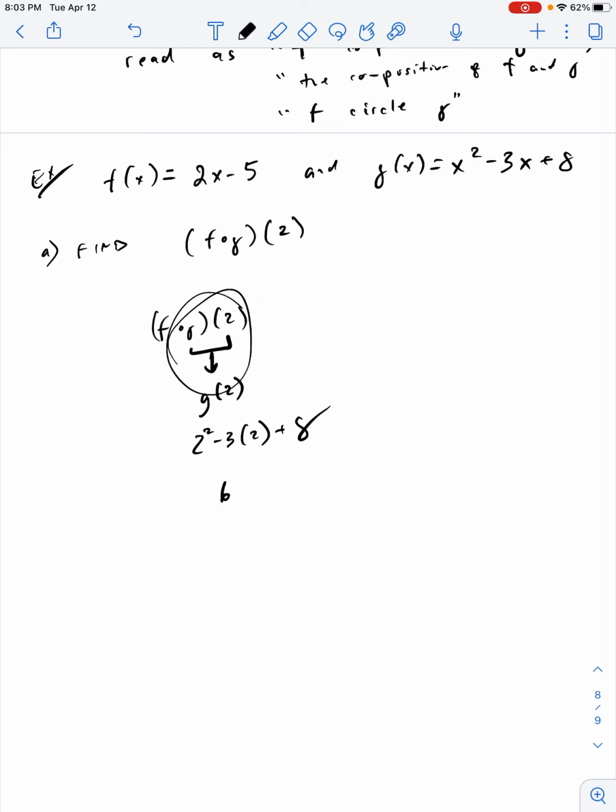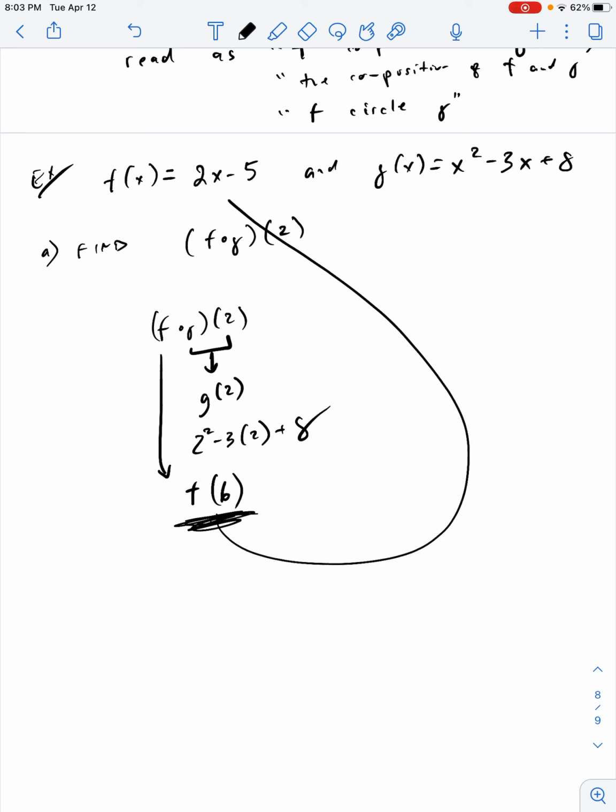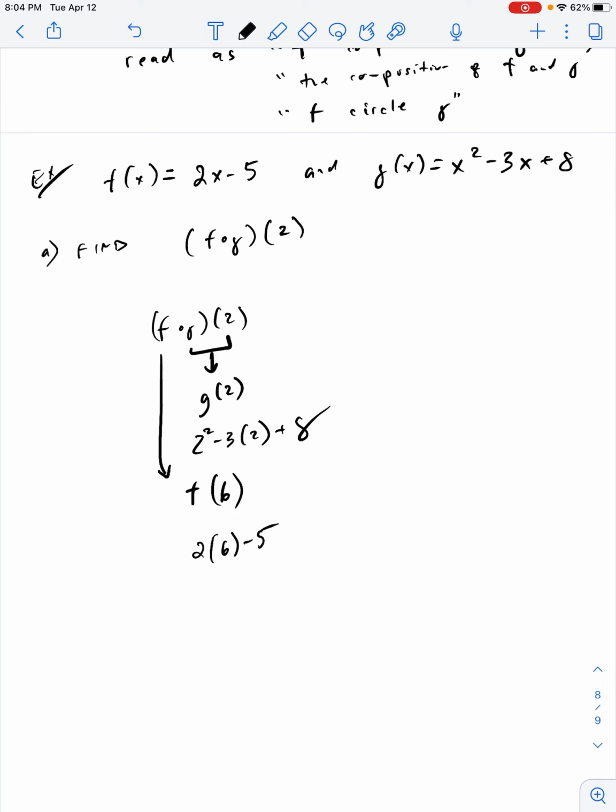But all we've done thus far is worked with g. And now from there, we bring down f, put parentheses around that 6. And now this 6 goes into the f function. 2 times 6 minus 5. So we get that answer to be 7. Right, so this is finding f circle g.